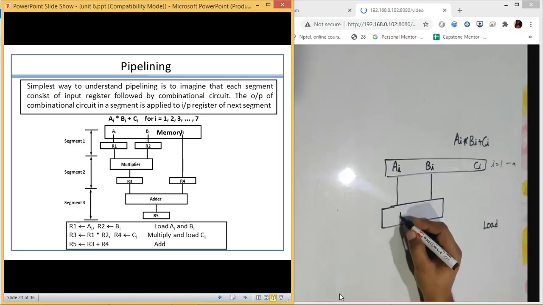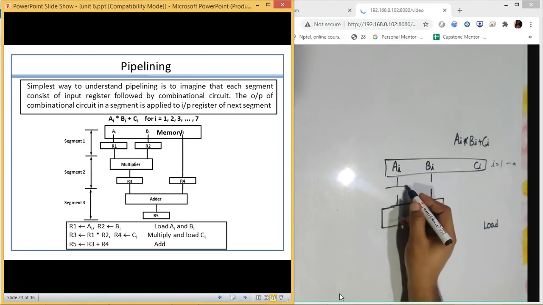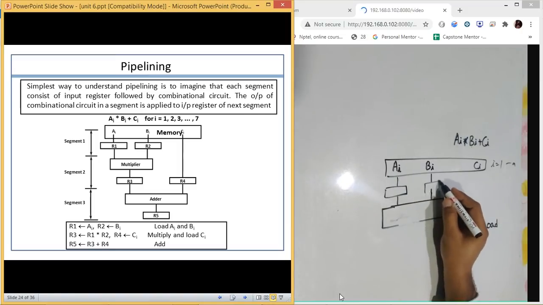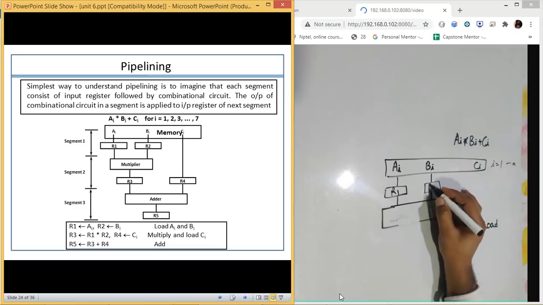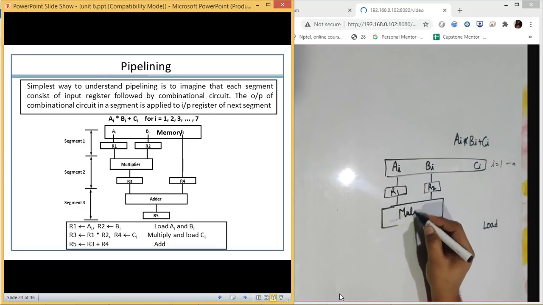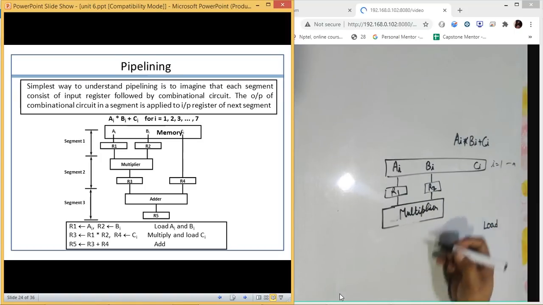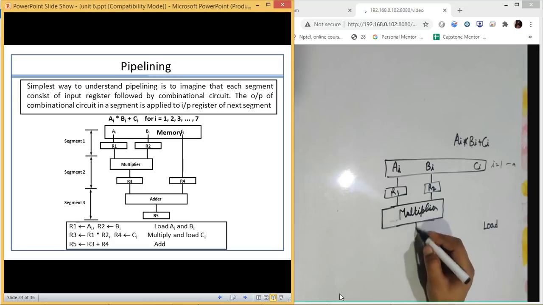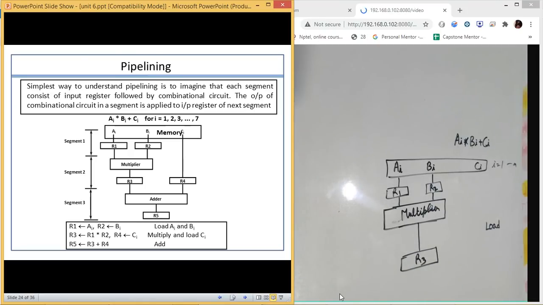This work is done into the registers. This is loaded into the register R1 and R2. So we have two registers here, the R1 register and the R2 register. Once it is in the register, we can multiply the data by entering it into the multiplier. So this will perform the second task, that is, the resultant is going to get stored at R3. This is the second stage.